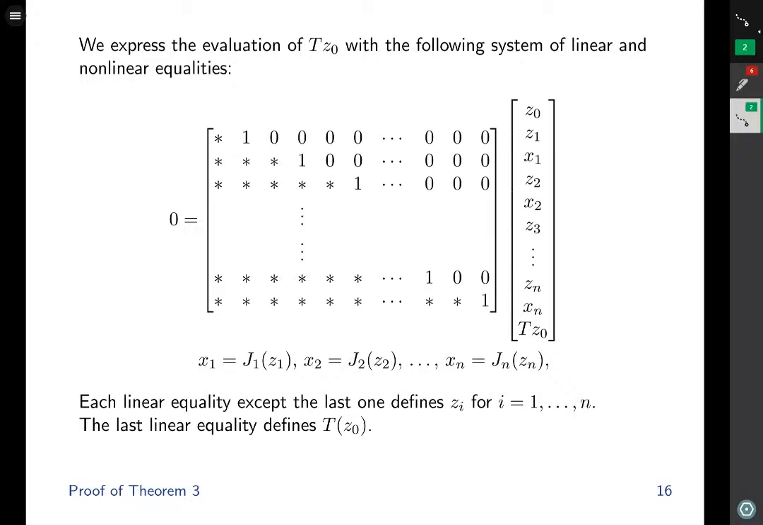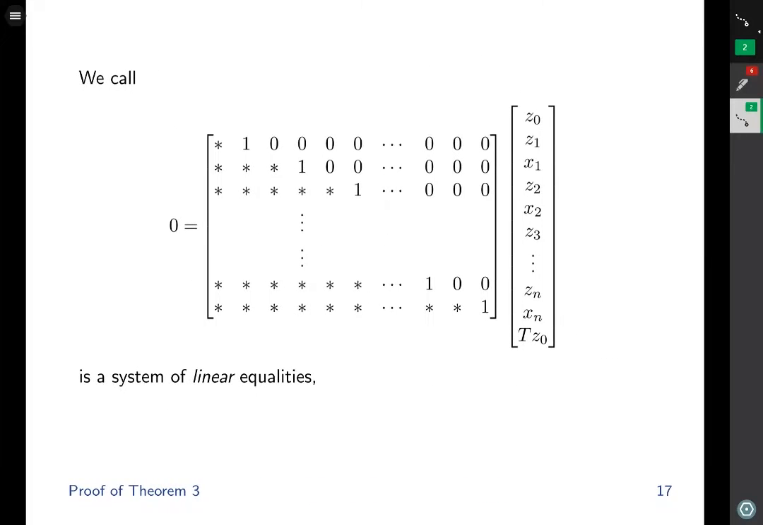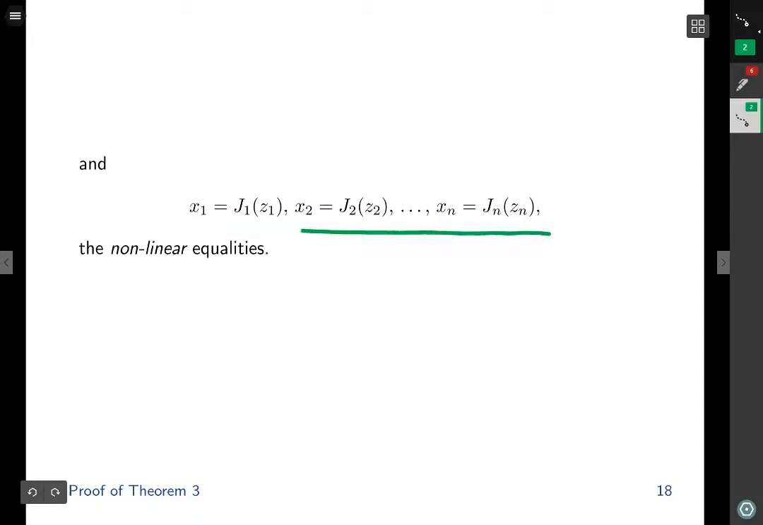We express the evaluation of the fixed point mapping T at input z0 with a system of linear and nonlinear equalities. This first linear equality defines z1. This second linear equality defines z2. This third linear equality defines z3. This linear equality defines zn. And the final linear equality defines the output of the fixed point mapping T. To clarify, we call this a system of linear equalities because it's an equality and it's linear. We call these, the outputs of the resolvent evaluations, nonlinear equalities because these are equalities but the resolvents are nonlinear mappings.